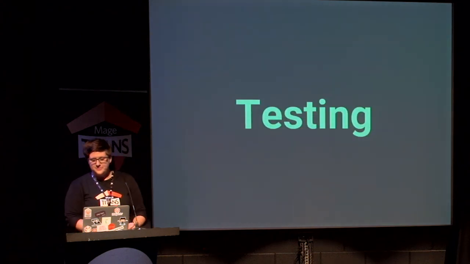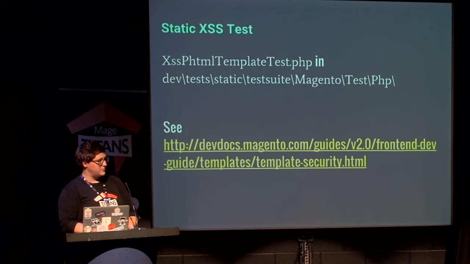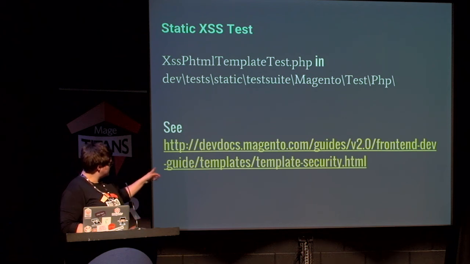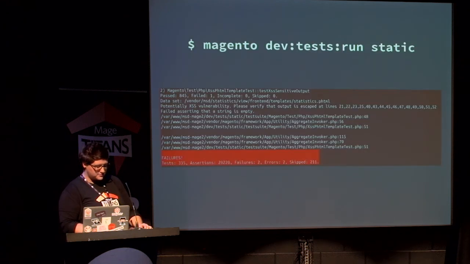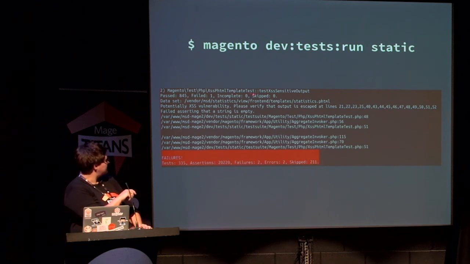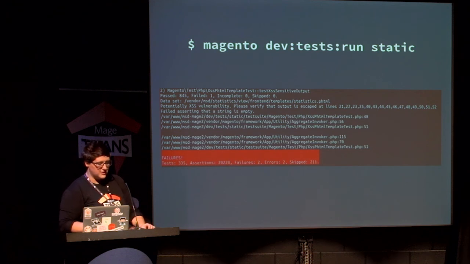Also a few words about testing. Magento 2 comes with a lot of tests, and there is actually a test for static cross-site scripting. It's also described on the DevDocs page, and it's as easy as running the static test with dev:tests:run static. In here, there is this XSS PHTML template test, and then you get a list of where non-escaped output is found. So I recommend you run this test regularly during development and just fix it right away.